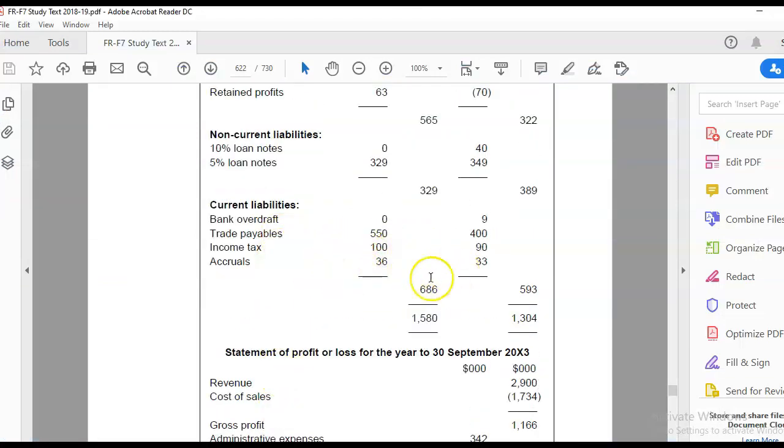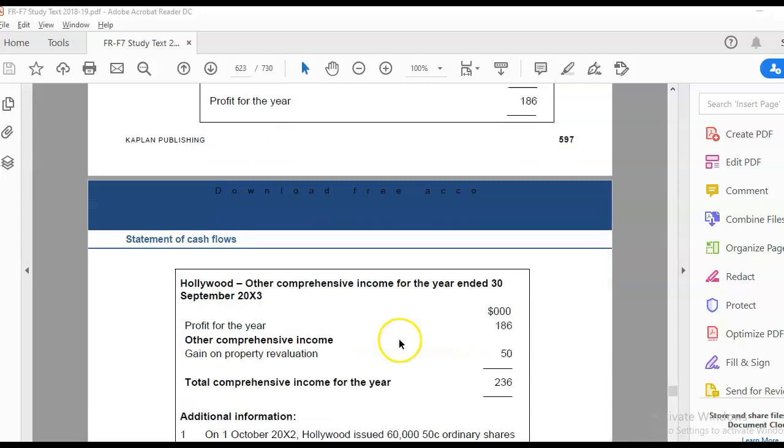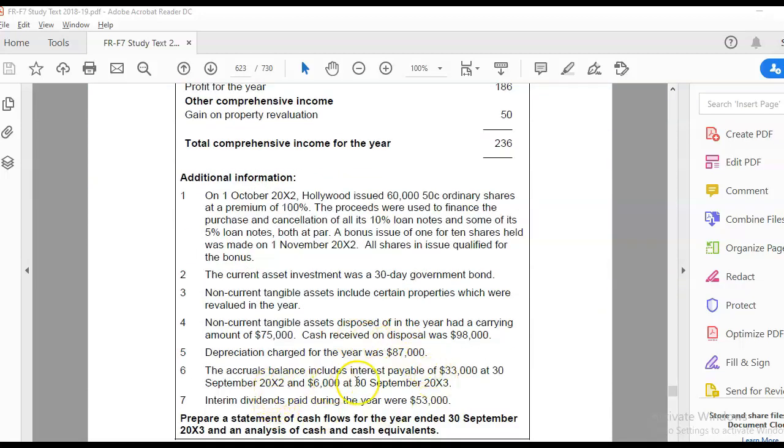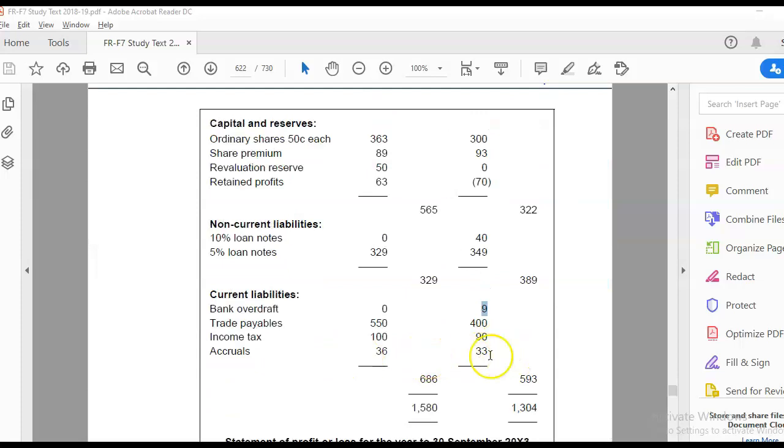Now accruals figure, 33 and 36. Okay, so 33 and 36 is being compared, but out of this accruals we have already catered for interest payables. This is made up of probably other stuff also. Interest is what we have already catered, so remove any balance in 33 and 36 regarding interest. If you'll remember, the accruals balance includes interest payables, 33 in the opening and 6 in the closing. So remove 33 from the opening and 6 from the closing. That leaves me with 0 opening and 30 closing. So there is an increase in accruals of 30.